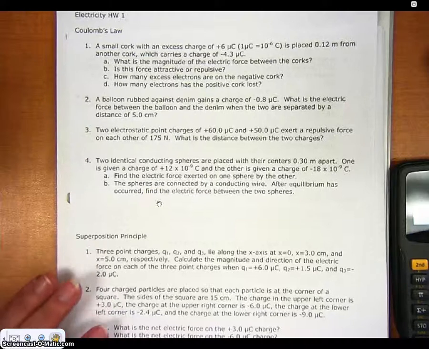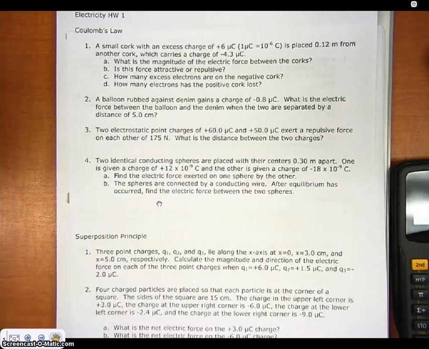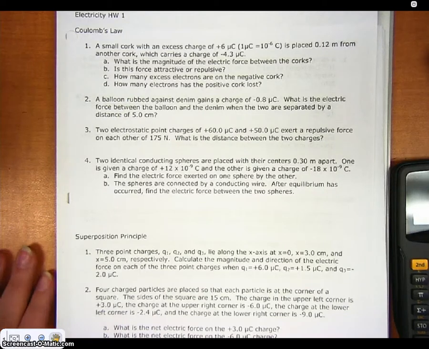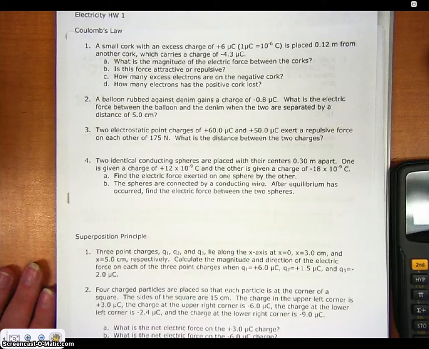Alright, in this video I'm going to do a classwork. It's 7.1, the first electricity homework, number 4 under Coulomb's law. It says that two identical conducting spheres are placed with their centers 0.3 meters apart. One is given a charge of positive 12 times 10 to the negative 9 coulombs, and the other is given a charge of negative 18 times 10 to the negative 9th coulombs. Find the electrical force exerted on one sphere by the other.